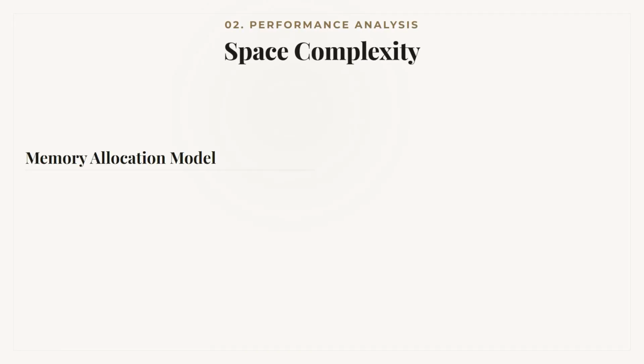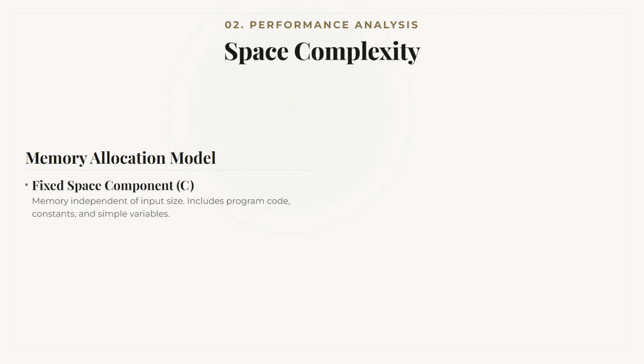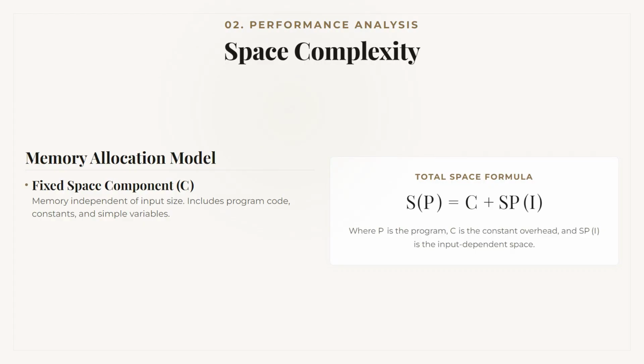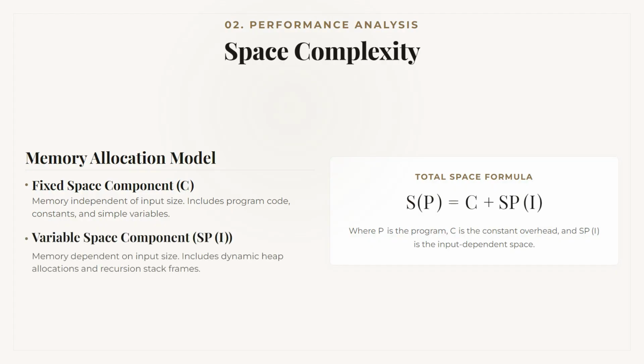Next, let us study space complexity. Space complexity refers to the total amount of memory required by an algorithm during its execution. It describes how memory usage changes as the input size grows. The total memory requirement of a program can be divided into 2 parts. The first part is called fixed space. Fixed space includes memory that remains constant regardless of the input size. This includes memory for instructions, constants, and fixed size variables.